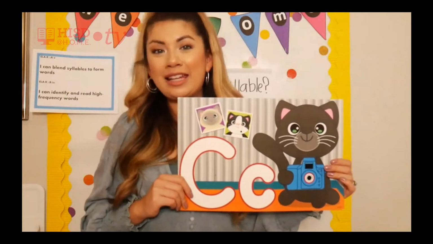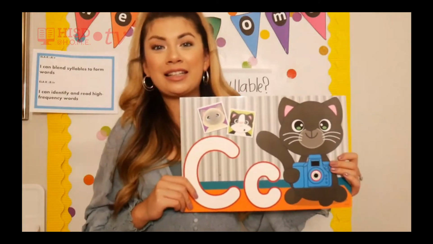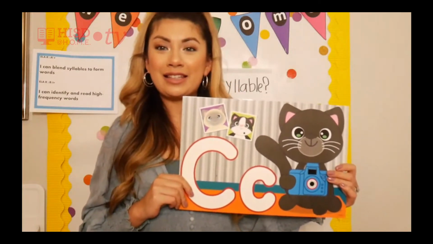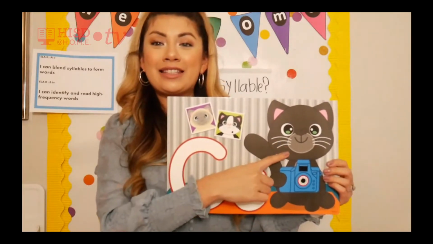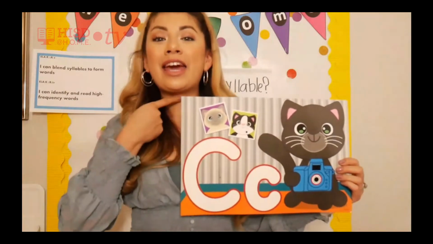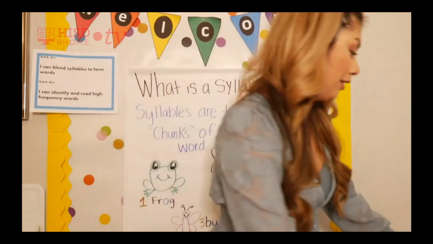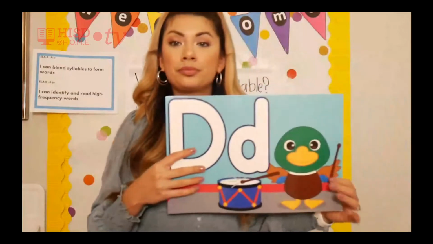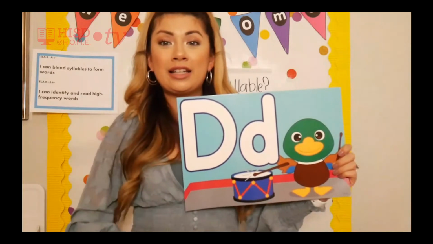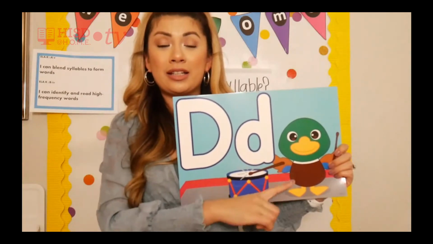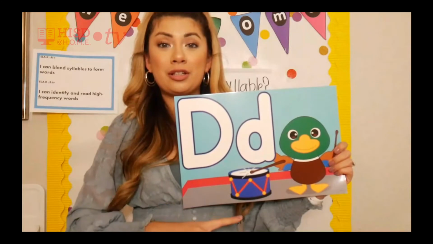C like in cat. Cat. Camera. Cat. Camera. D like duck. This is another quick sound. D, d, d, d. Duck. Drums. Duck. Drums.